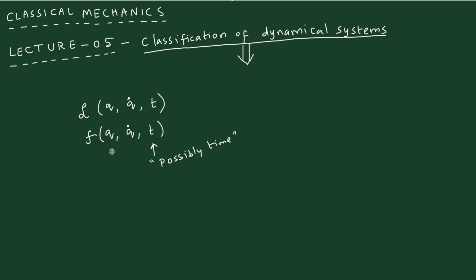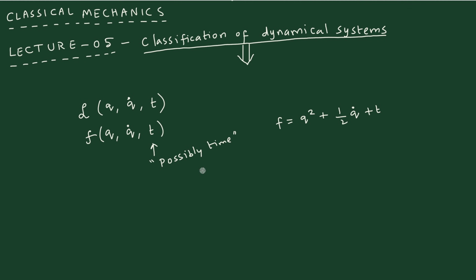What is the meaning of possibly here is that time can appear in the function explicitly. Sometimes it will appear explicitly. Explicitly means the variable t should be visible in the equation. Once you write down the expression for f, in that expression t should be explicitly visible. As an example, we can write: q square plus half q dot plus t. So this is an example of a function.